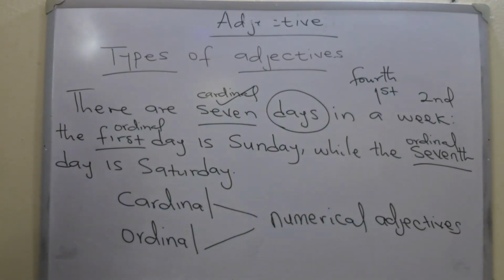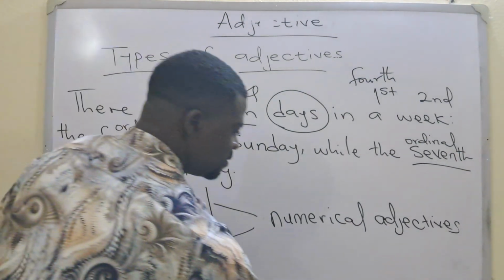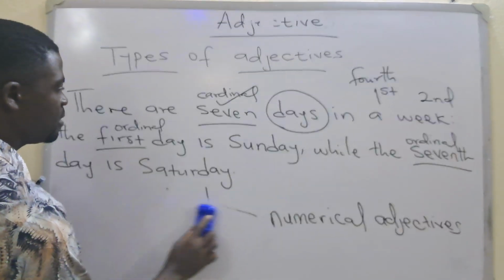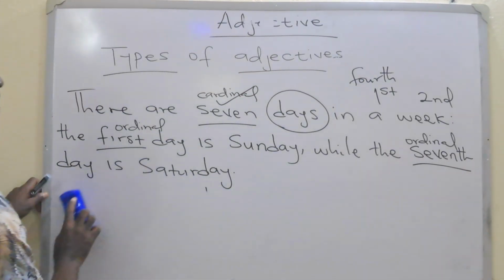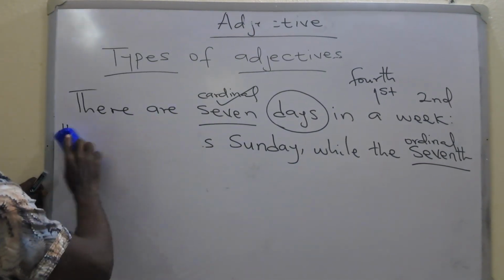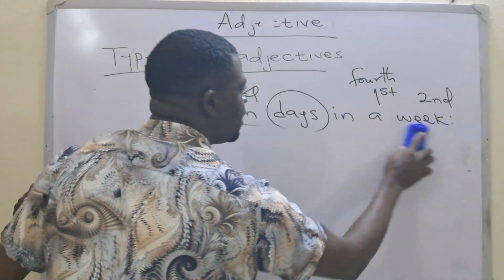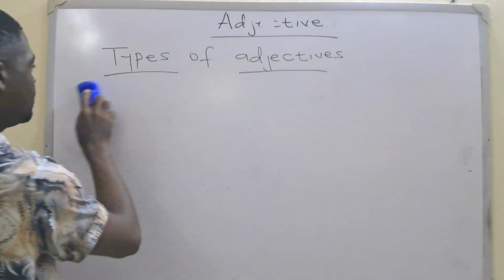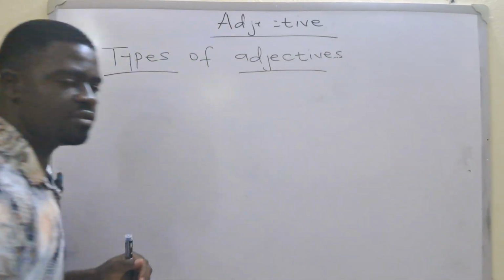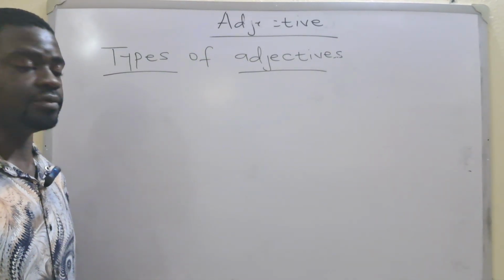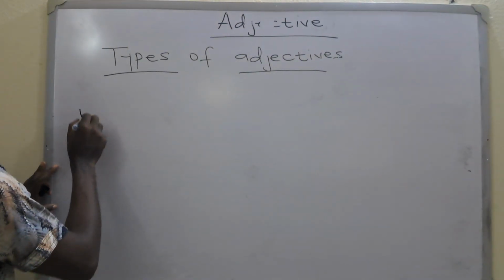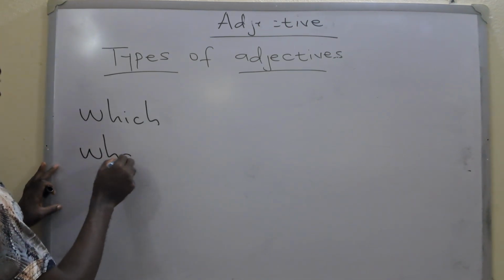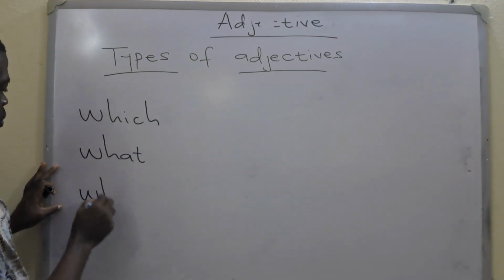Okay, let's also look at another type of adjective, the interrogative adjective. The interrogative adjectives are similar to interrogative pronouns, only that as adjectives they work to modify or qualify nouns. So you have which, what, whose.